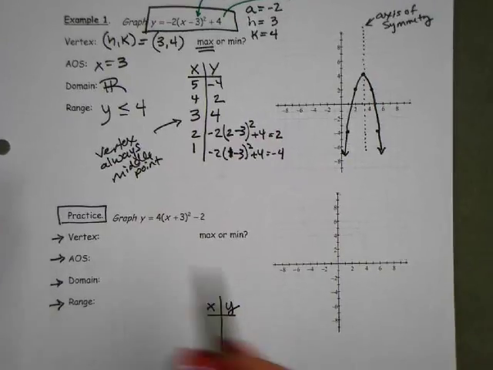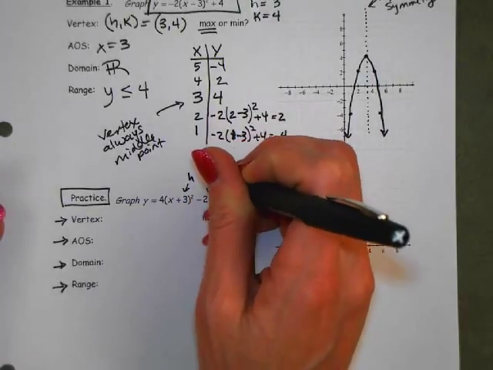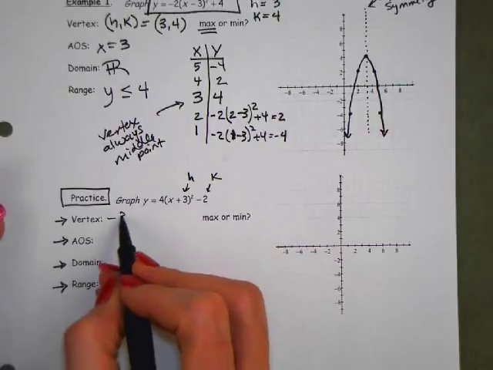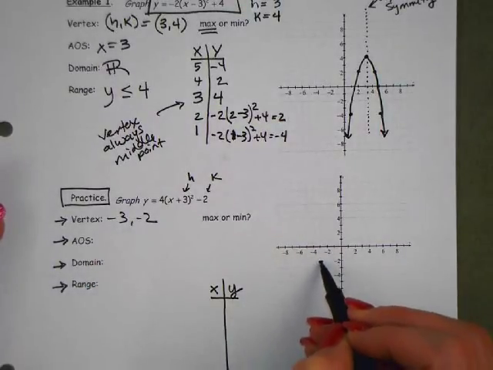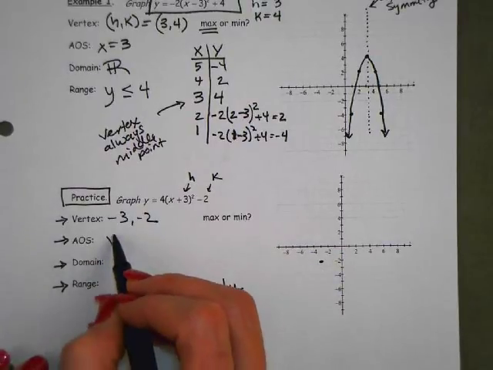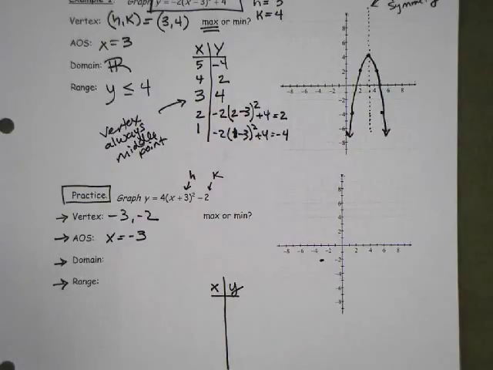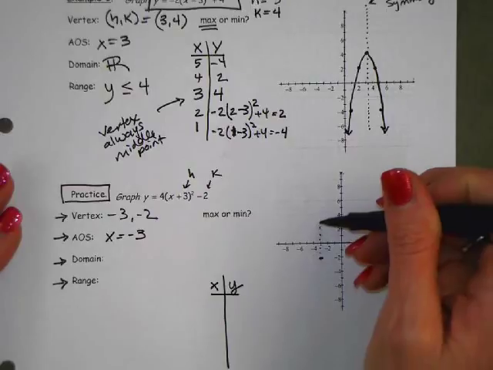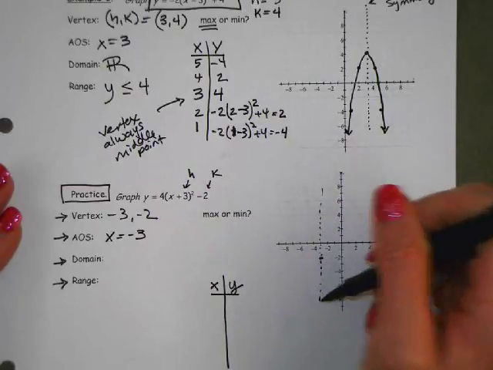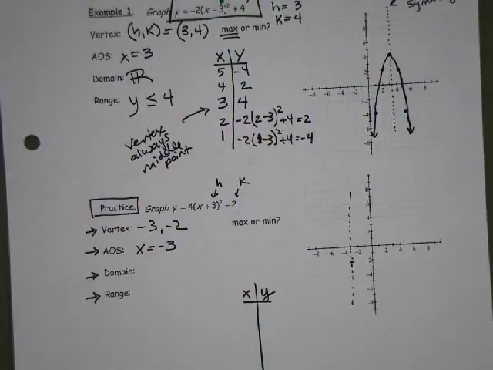Alright, so on this one here, the vertex is going to be, again, this is your H and K, right? But the H is the opposite, so my vertex is going to be -3, comma, -2. So I can plot that all the way down here. My axis of symmetry is x equals -3. You guys, when it says axis of symmetry, it's looking for x equals something, meaning it's an actual line. If you just put -3, that is not going to be 100%.